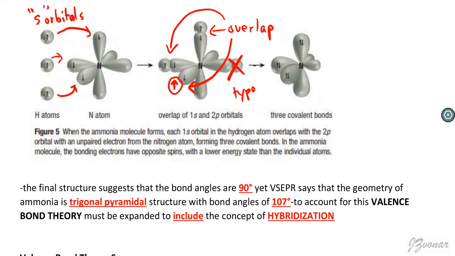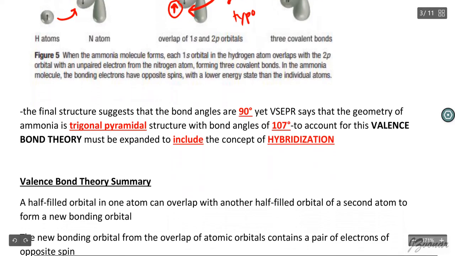Yet we know that VSEPR tells us that the geometry of this ammonia molecule is trigonal pyramidal, with bond angles of 107, because they're going to be less than 120. So to account for this, valence bond theory needs to be expanded to include the concept of what we call hybridization. So we're going to introduce what hybridization is. They had to develop the valence bond theory a little bit further to try to explain some of these exceptions and anomalies that they were seeing.